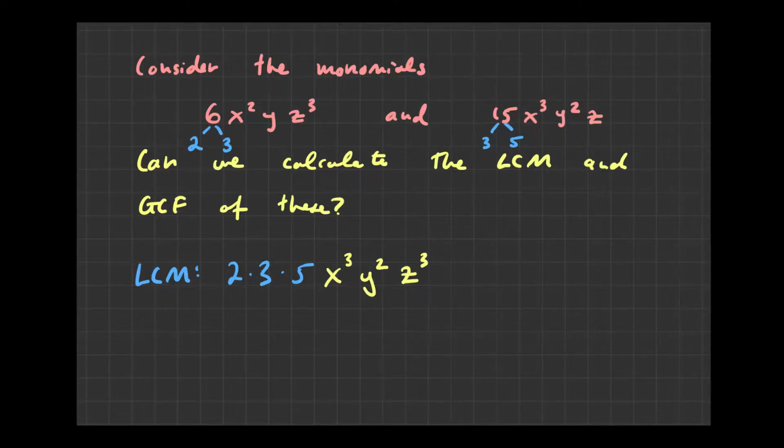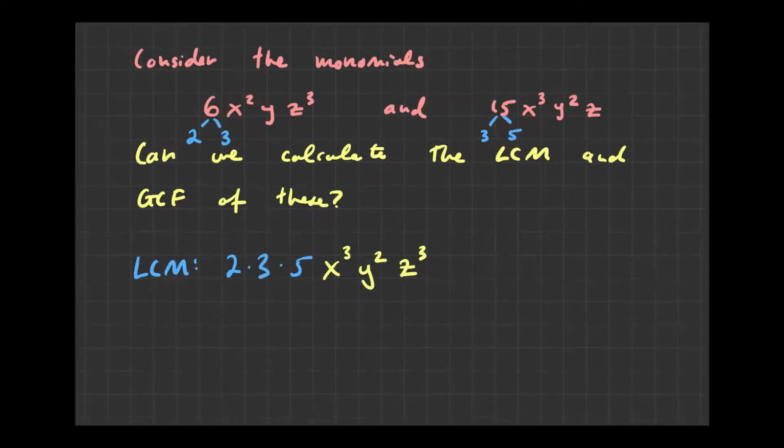So I'm just looking through all of the different factors. I'm looking at the prime factorization of the coefficients first. And then I take a look at each one of the exponents of the variables, and I say, okay, which one is the greater exponent? Okay. So there's the LCM.